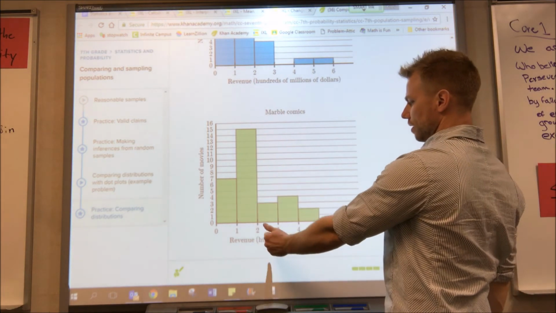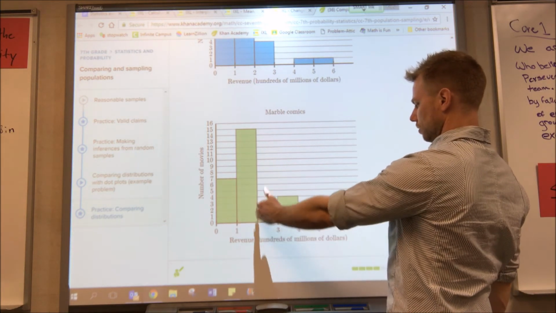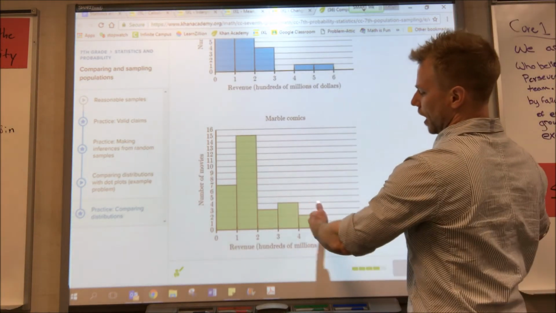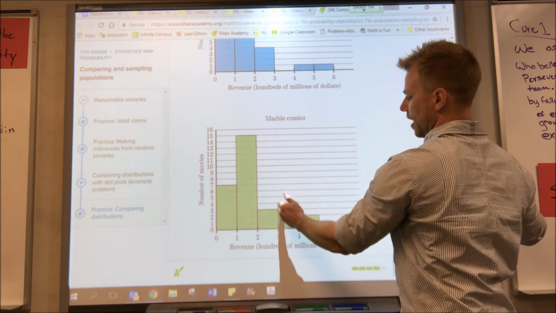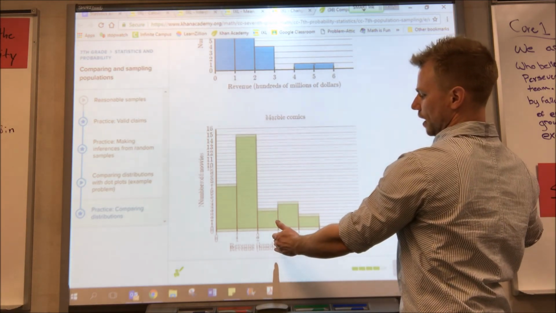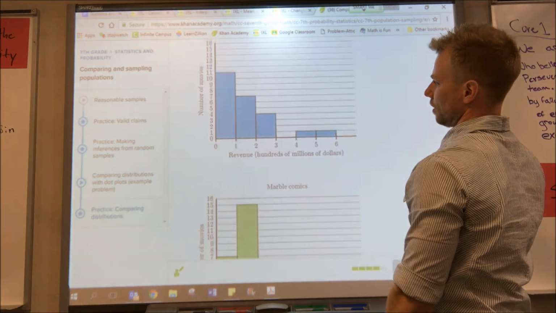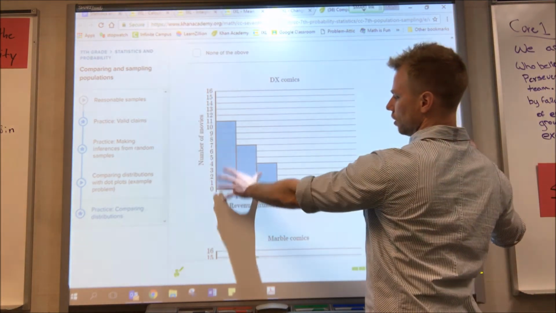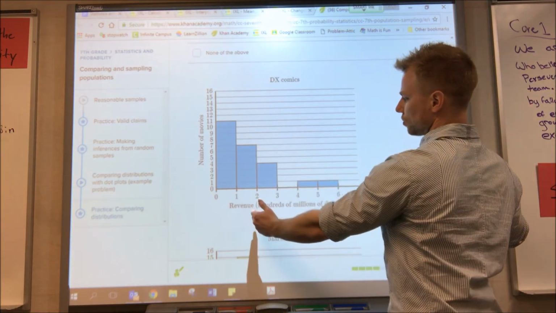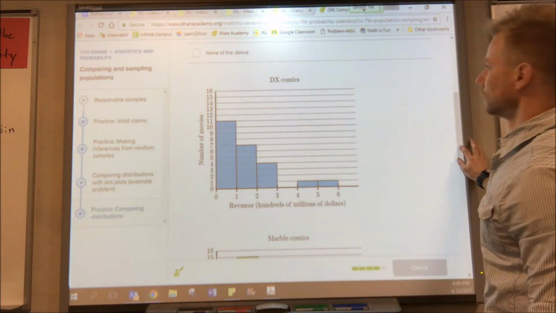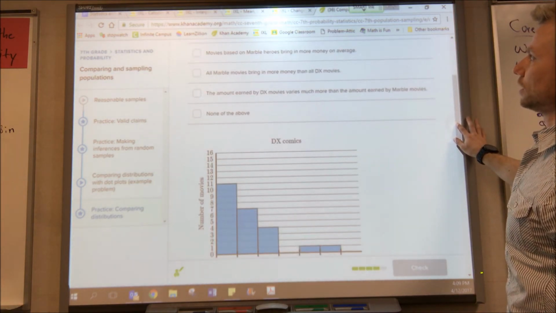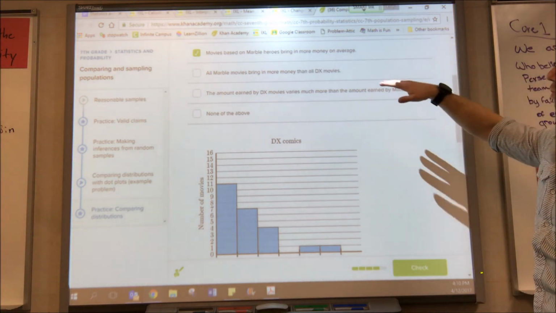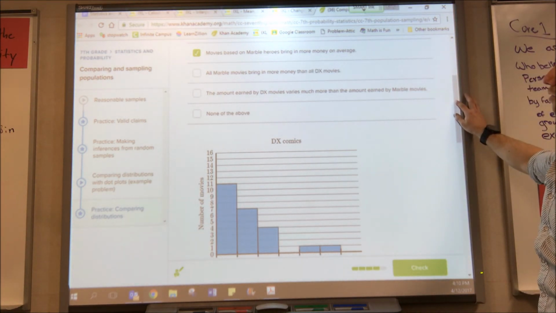There's more obviously around the 100 to 200 million. But they have some higher ones as well. So these are going to bring up their average a little bit more to around 300 million. DC, however, more of theirs are low, so their average is going to be closer to 100 to 200 million. So, do Marvel heroes bring in more money on average? I would say yes.